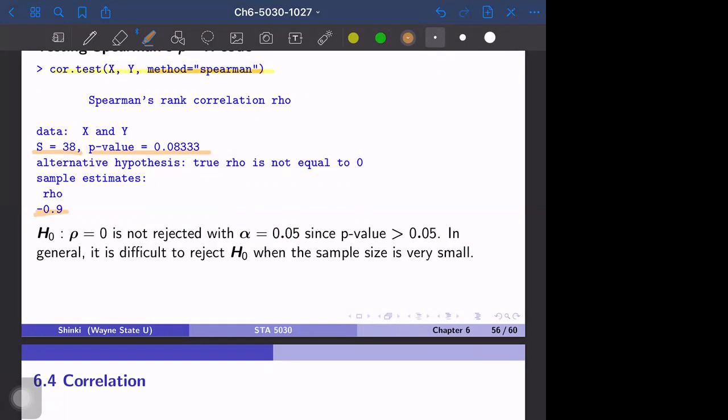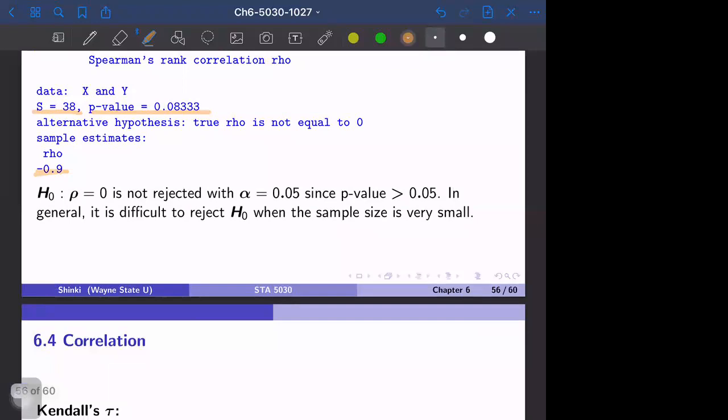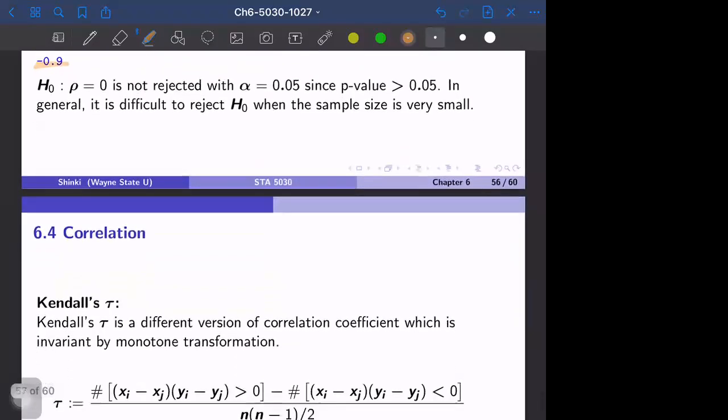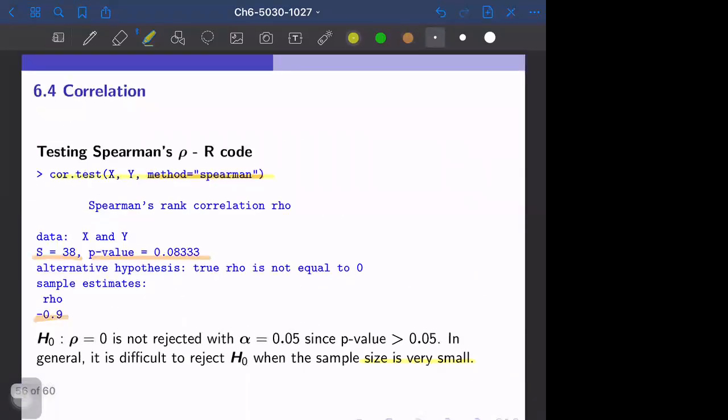With only 5 observations, Spearman's rho doesn't have much information. So it's basically almost impossible to reject rho equal to 0. So we need a larger sample size. The sample size was very small. So this is Spearman's rho.